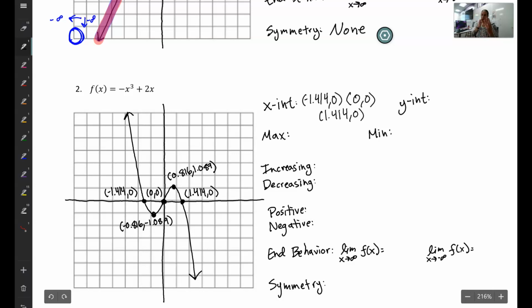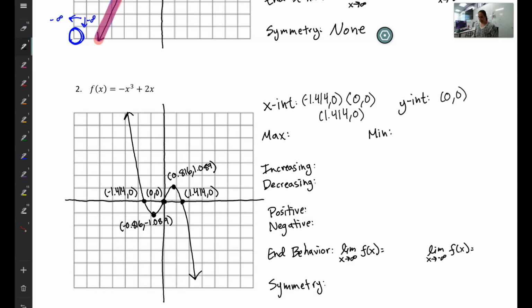There we go. Those are all 3 points where we cross the x-axis. Y-intercept, where I cross the y-axis. Only happens once, right there. Now I get to maximums and minimums. This time I do have a maximum. It's right here. That maximum is the y value where all the y values around it are lower.